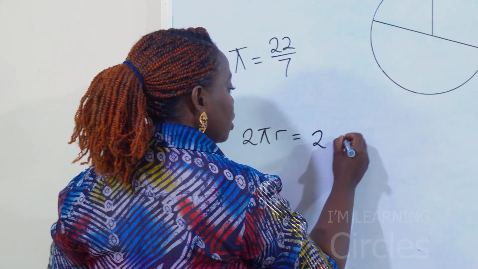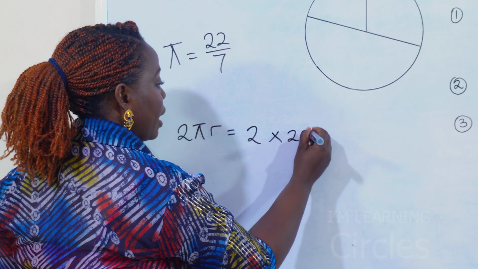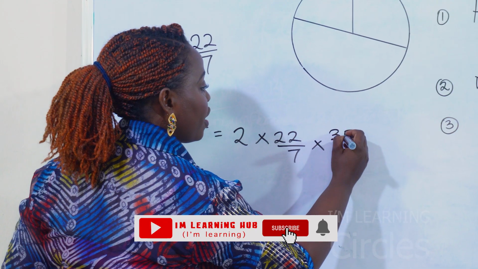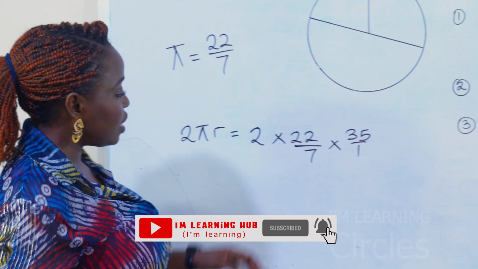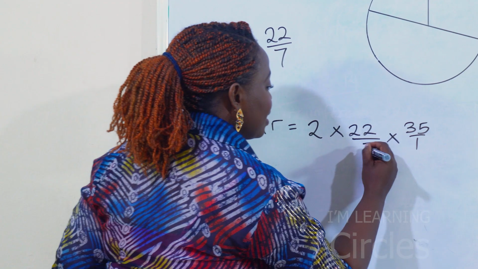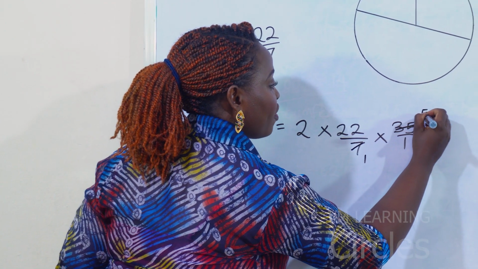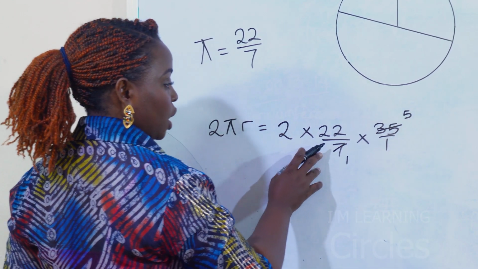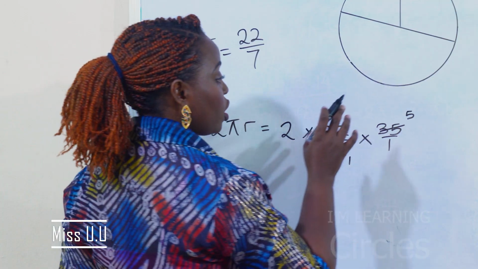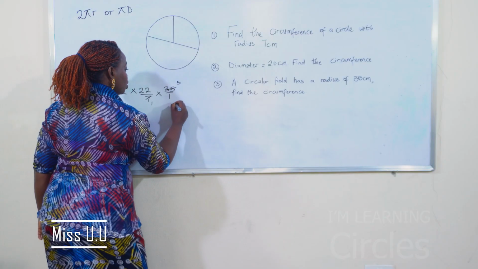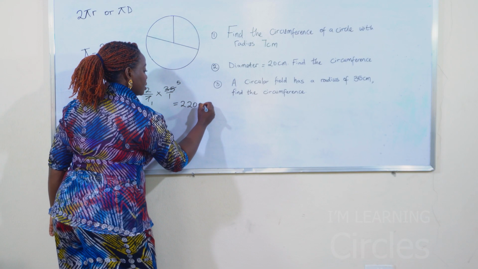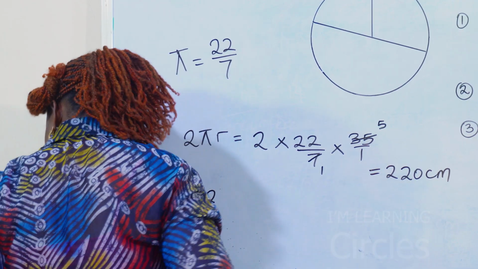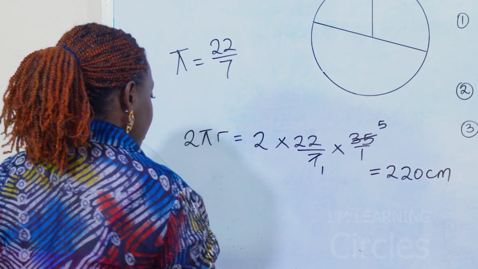So, 2 times pi times radius 35. Now let's see, can we reduce this? Yes, we can. 7 will go here 1 time, 7 will go in 35 5 times. Now let's multiply. 2 times 22 is 44. 44 times 5 is 220 centimeters. Now that's using 2 pi r. Now let's use pi. Let's use the second one, which is pi d.